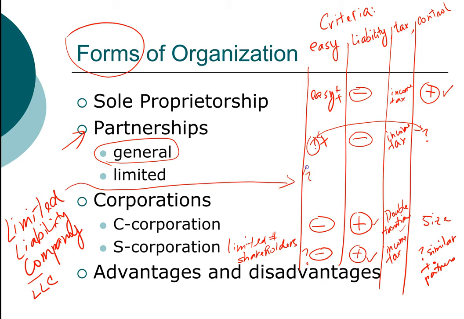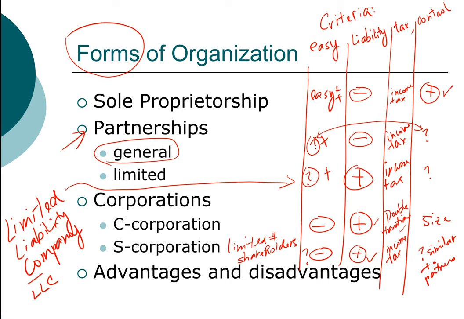It is relatively easy to form. It has limited liability. All its income is taxed as regular income for tax purposes. And the control, again, is similar to a partnership: how many people are in the partnership and what kind of understanding and working relationships they have with each other.